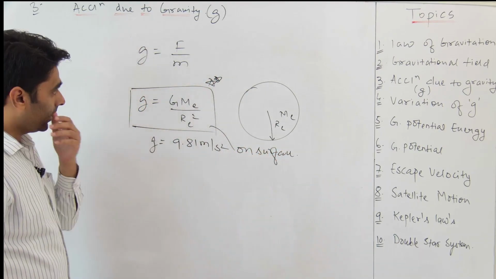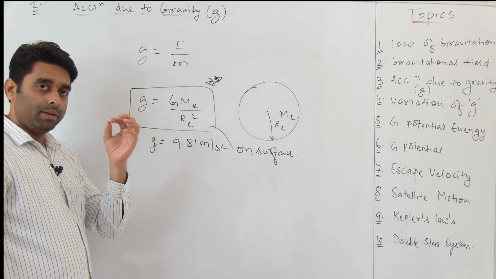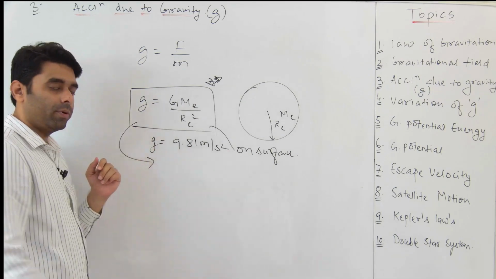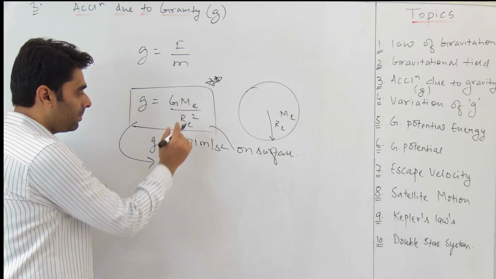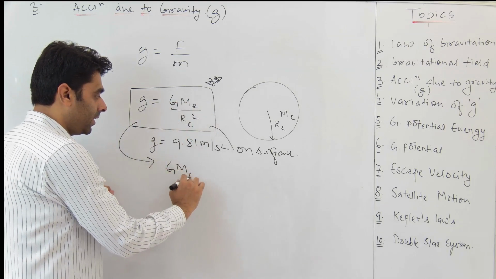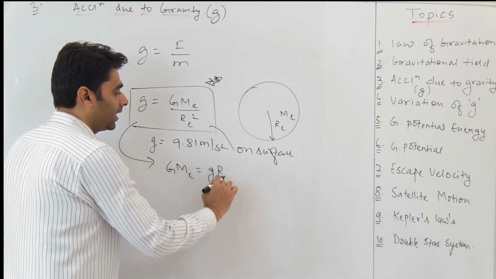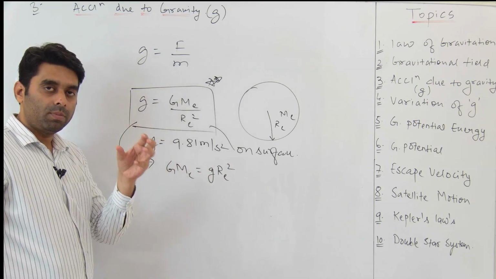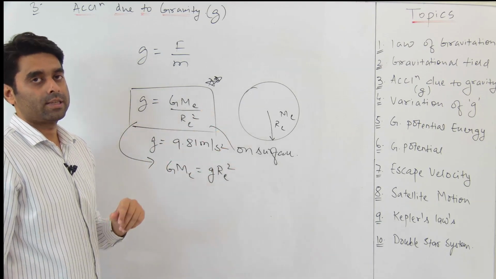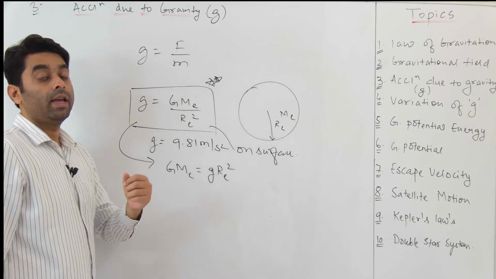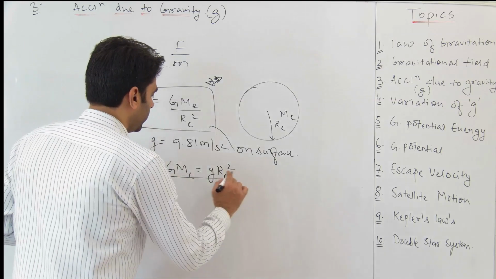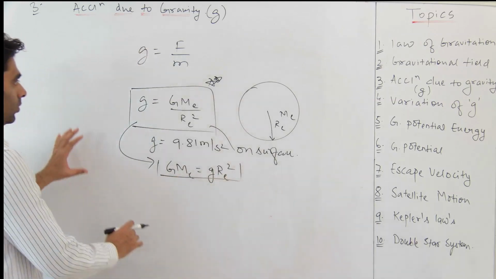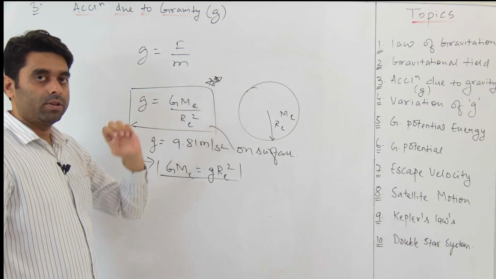Next, please remember one thing also, from a numerical point of view it is helpful. G M_E can be written as g R_E square. Many a times in problem solving, in the last 3-4 steps of the calculation, this step is helpful to us, so keep this result in mind. So this is your acceleration due to gravity on the surface of Earth.